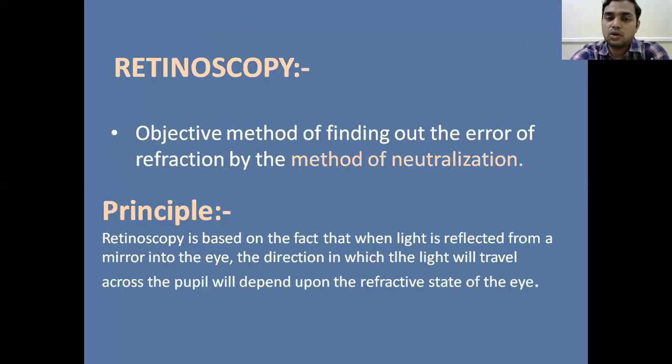So what is retinoscopy? Retinoscopy is an objective method of finding out the error of refraction by the method of neutralization. By the method of neutralization, we objectively find the error of refraction in the patient.